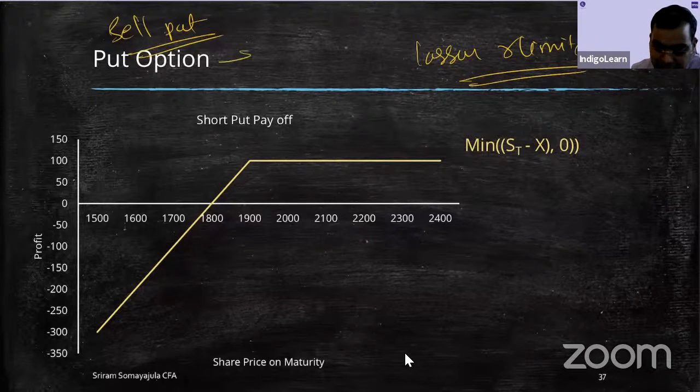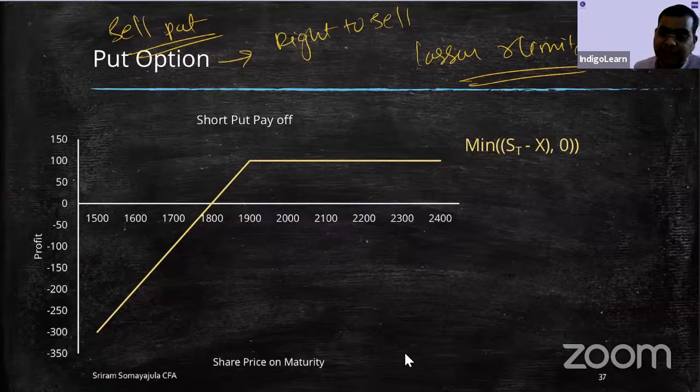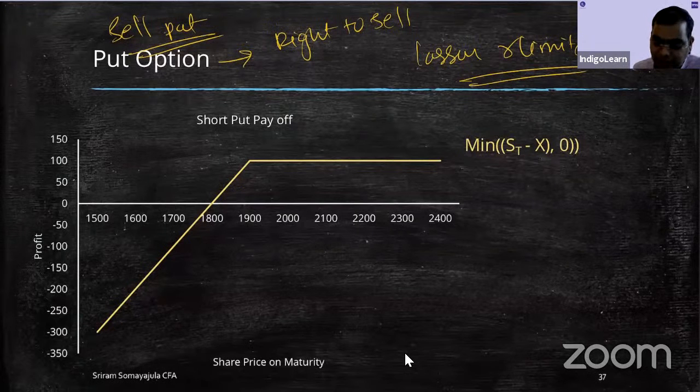First of all, a put option is a right to sell. What is a sell put? You have sold a right to sell. That means somebody else has a right to sell to you. So whenever they want, they will sell to you. When will they sell to you? They will sell to you when the price comes down.